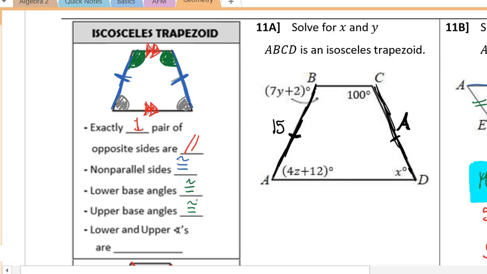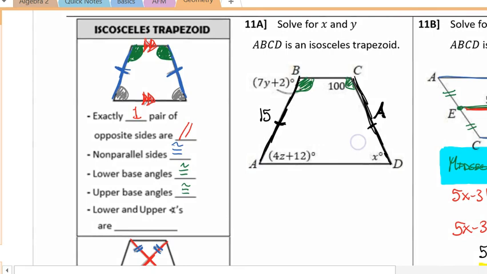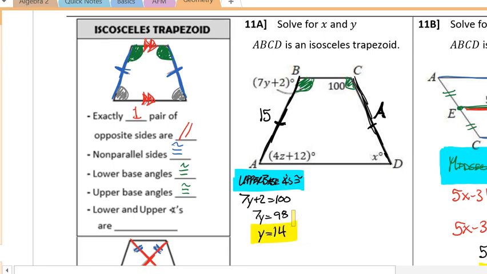So in our particular problem for 11A, what that means is this angle B is in fact congruent to angle C. So we can set up the relationship that 7y plus 2 is equal to 100. We solve this two-step equation, giving us that y is equal to 14. Now, we also know that angle A is congruent to angle D, but there's two variables here, so I'm going to hold off on setting up that relationship.